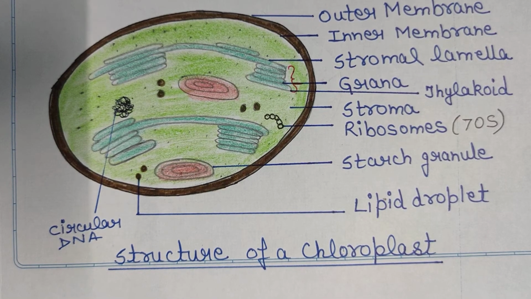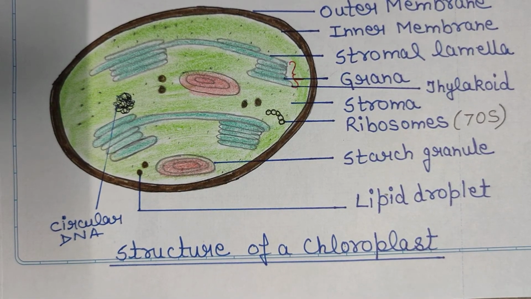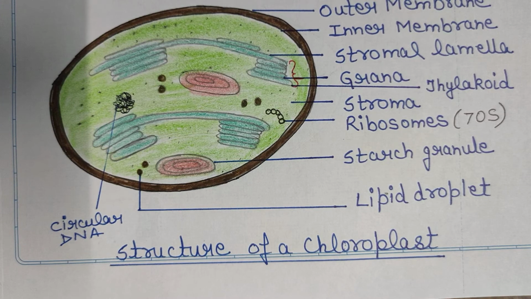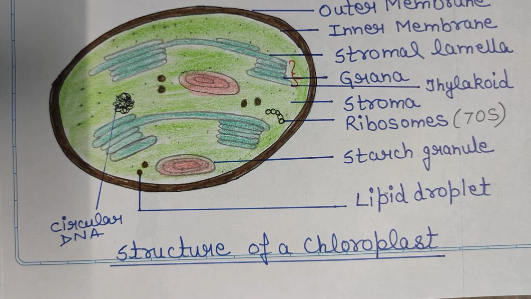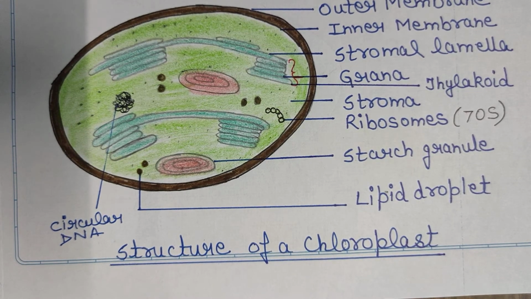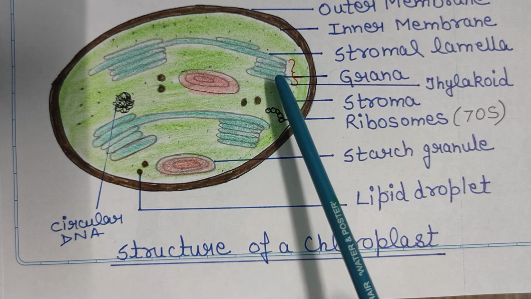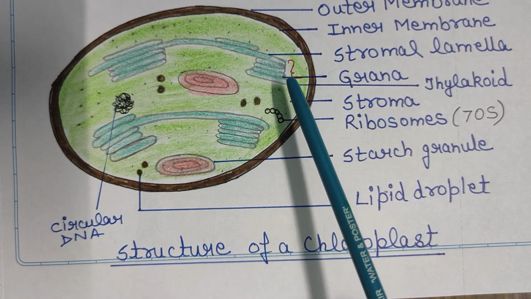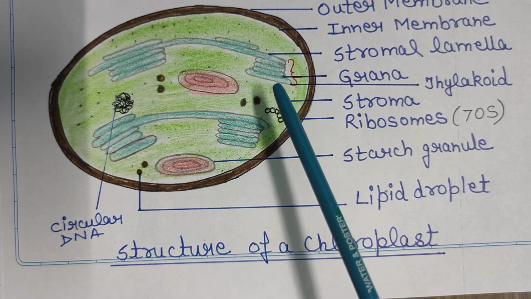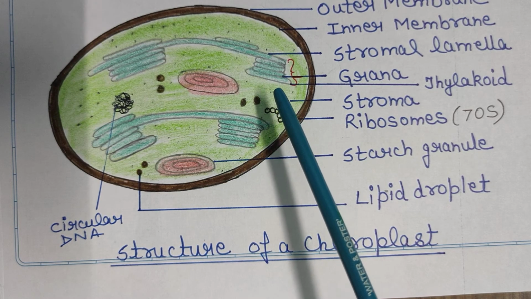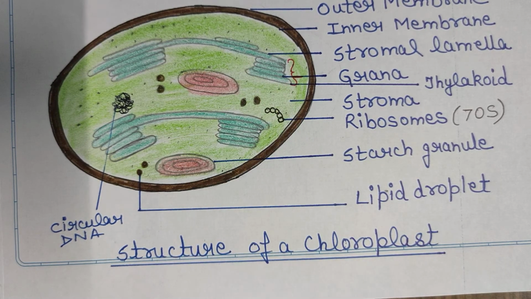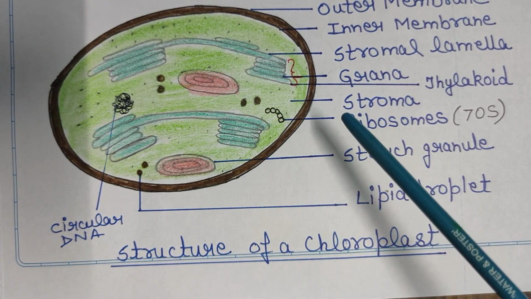The important function of thylakoids is that it contains the chlorophyll pigment. The chlorophyll pigments are present inside this thylakoid. So this chlorophyll pigment is responsible for trapping the light energy or the sunlight, which is essential for the process of photosynthesis to be done.